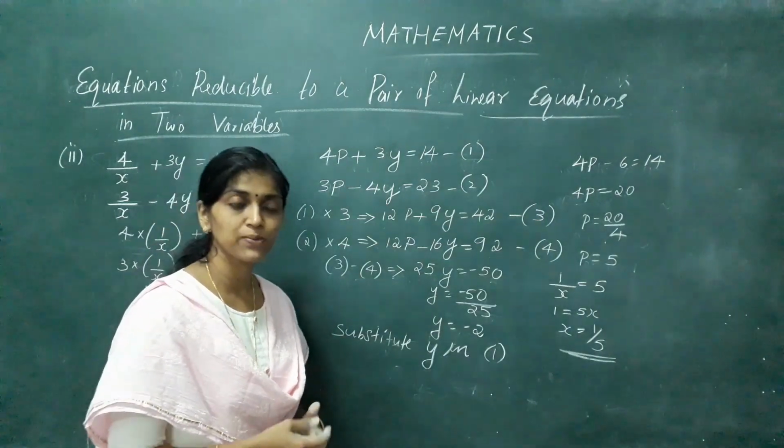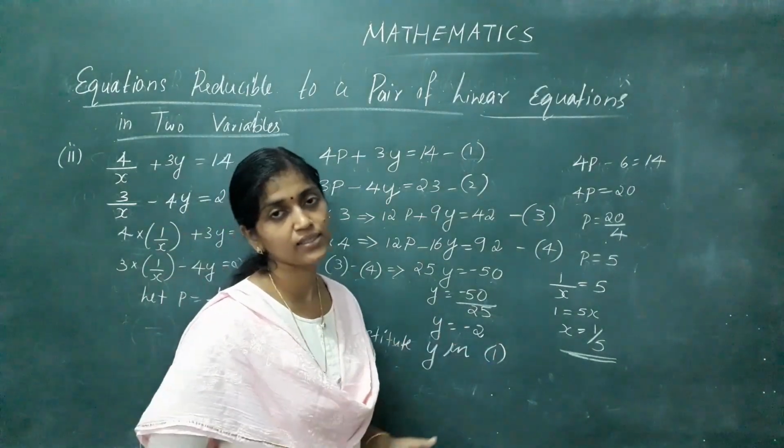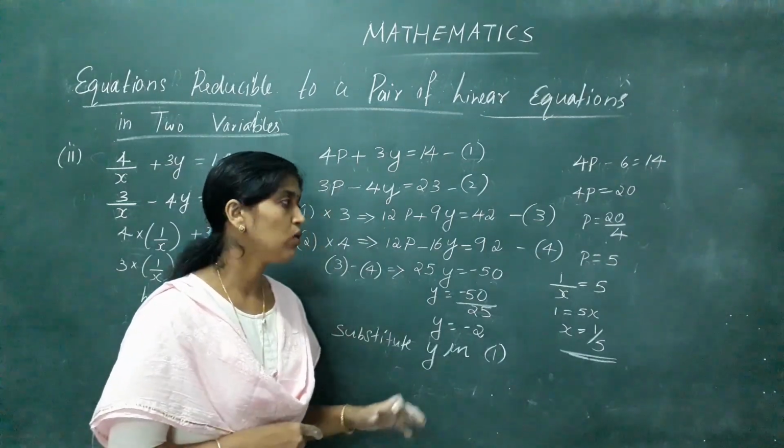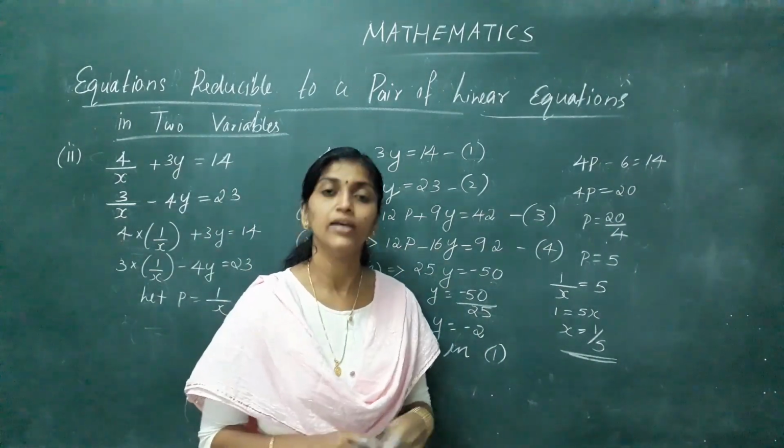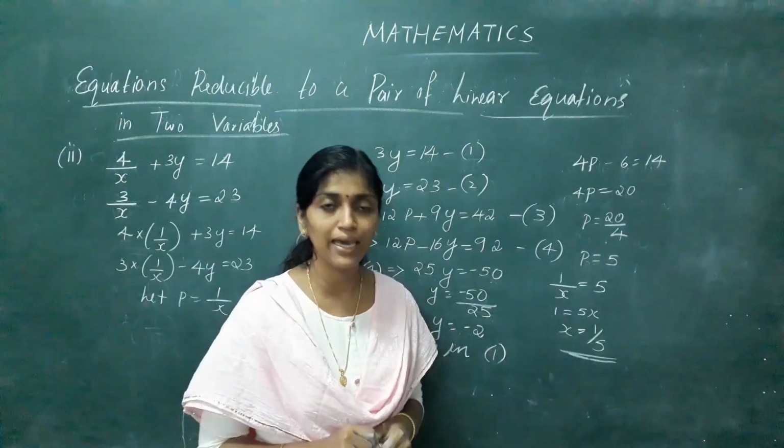We do not give a substitution for y because it is already in the general form itself. Only for 1 by x have we given a substitution. From that we will get the variable x. Okay.